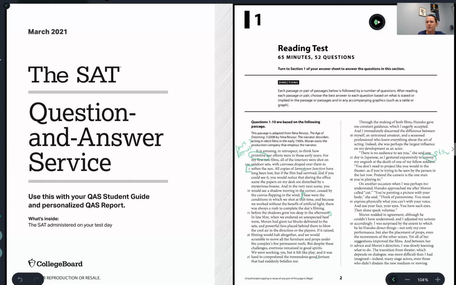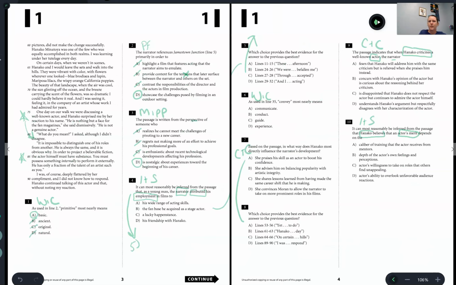"These were the conditions in which we shot at the time, and because we worked without the benefit of artificial light, there was always a rush to complete the day's filming before the shadows grew too deep in the afternoon." Okay, so that doesn't say why he got this job. We can get rid of that one. 24 through 26.